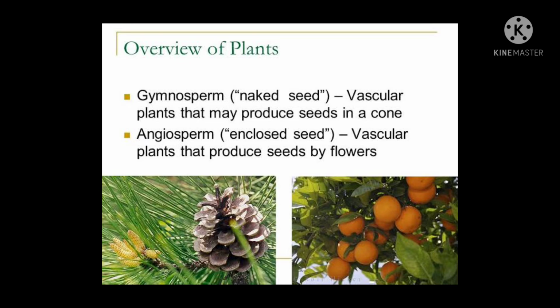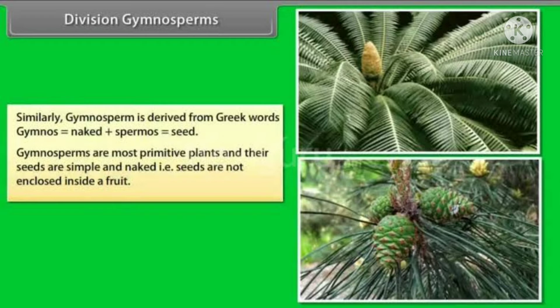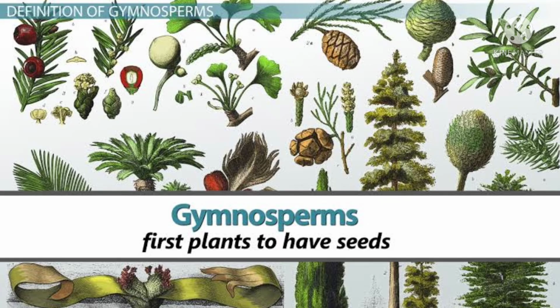Later, based on whether the seeds are naked or enclosed within the fruit, they are divided into two groups as gymnosperms and angiosperms. The term gymnosperm is derived from two Greek words which mean naked and seed. That is, gymno means naked, sperma means seed. The plants of this group bear naked seeds and are usually perennial, evergreen and woody.